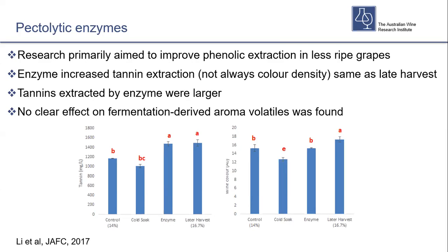So here we saw that cold soak really had very little effect. And in fact, for color, it was decreased by cold soak, but the enzyme actually increased the tannin, which is on the left there, to the same level as a later harvest. However, it didn't have any effect on color. In this instance, there was no clear effect on any of the volatile compounds in the wine, so we would expect to see here primarily changes on the wine texture.